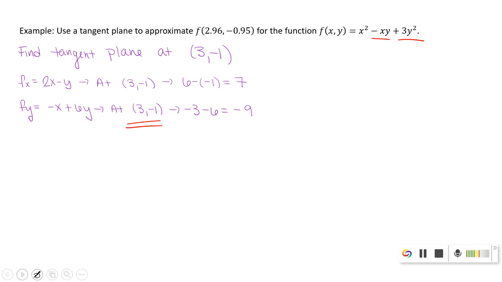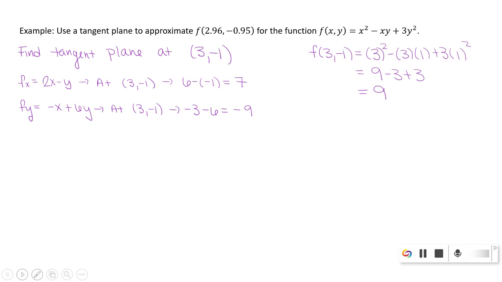So there's my partial derivatives. And then my z value at x = 3, y = -1. So I'm just going to go to my function, the surface given. I'm going to put 3 in for x, and -1 in for y.